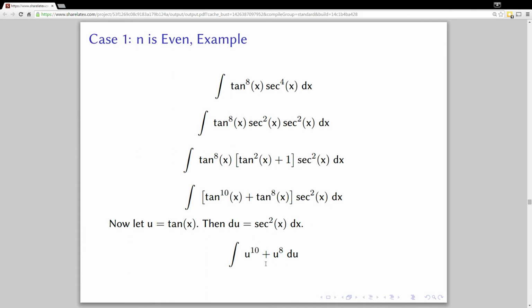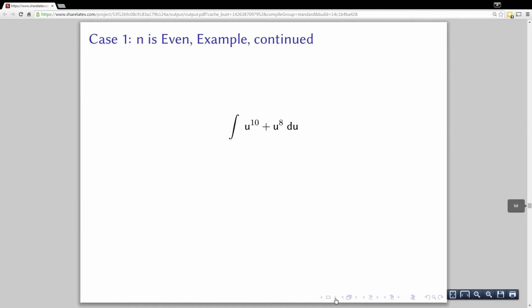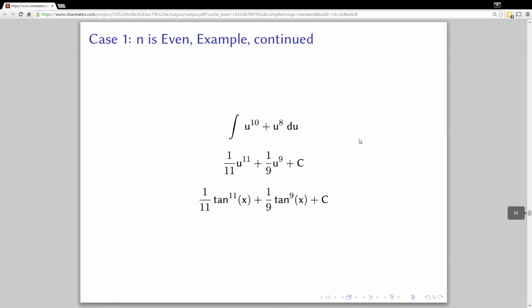So it boils down to this really simple integral of a polynomial. So we just apply the power rule to this guy, add 1 to the power, divide by the new power, add 1 to the power, divide by the new power. And then put a plus c. And then the last step is to back substitute. Remember, u was tan x. So the final answer on this one is 1/11th tan to the 11th x plus 1/9 tan to the 9th x plus some constant c.